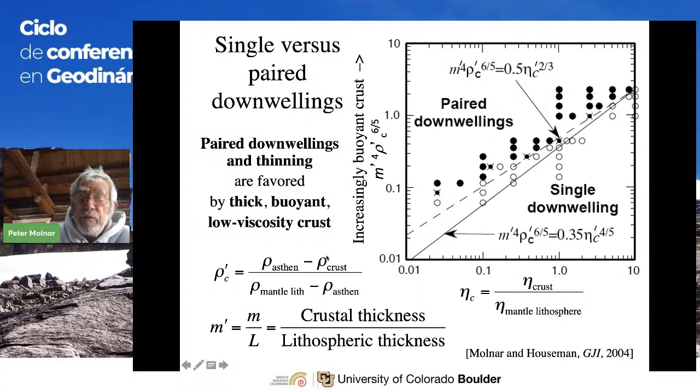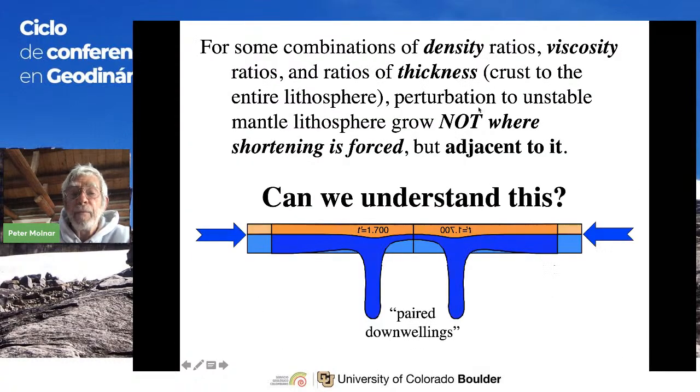If the crust is very buoyant, low density, then this numerator is large, the whole number is large, you're up here. So the point is that if you have low density crust, you have paired downwellings. If you have high density crust, you have a single downwelling. And we worked out some theory for this. The theory predicted this black line. The observations are clearly showing it doesn't quite fit. It's more like this dashed line. I won't go through the theory, but I'll come back to that.